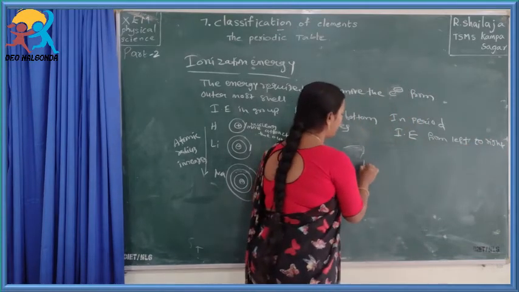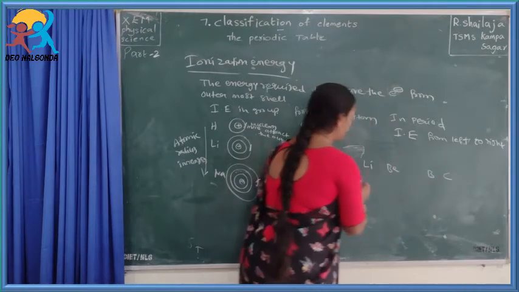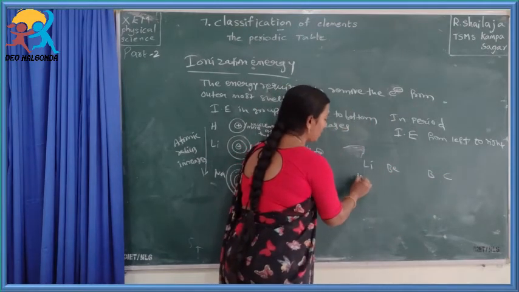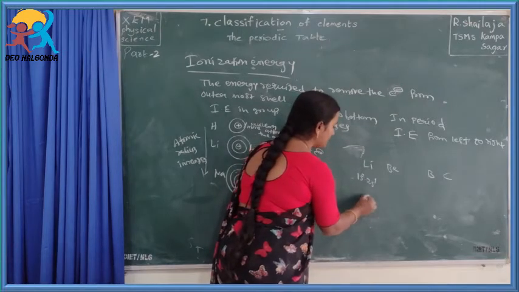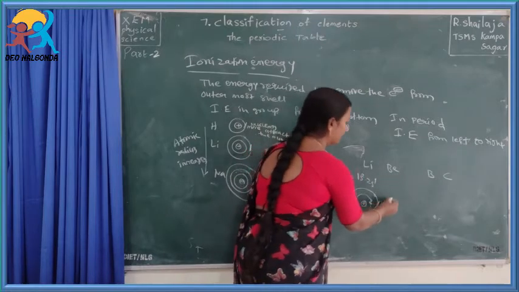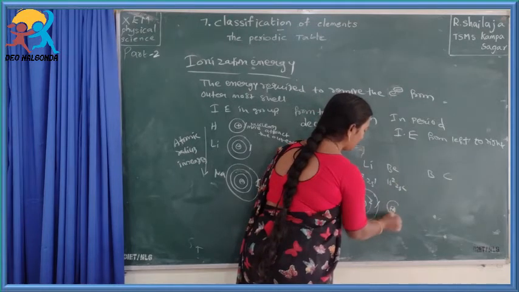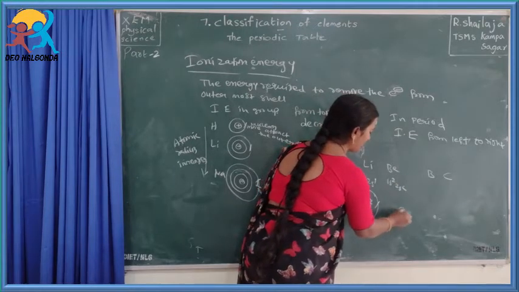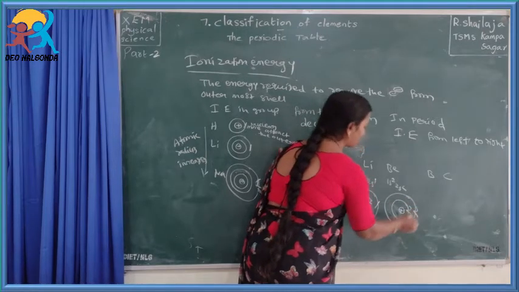Okay, here you take lithium, beryllium, boron, carbon. Lithium: 1s2, 2s1. Nucleus, first shell 2 electrons, second shell 1. Beryllium: 1s2, 2s2. First shell 2 electrons, second shell 2 electrons.